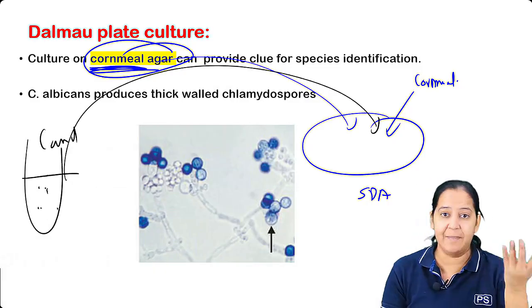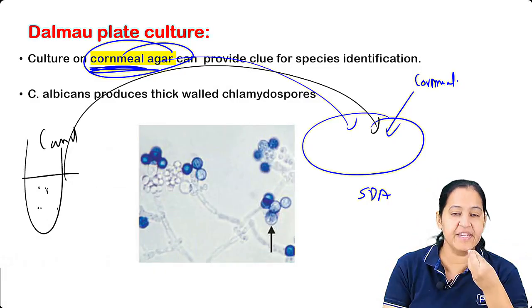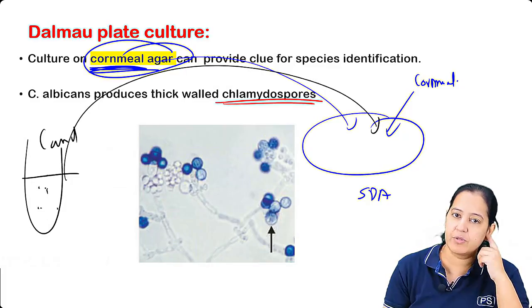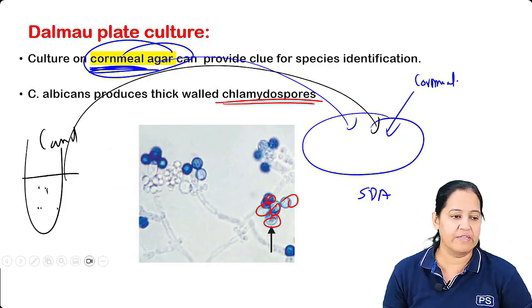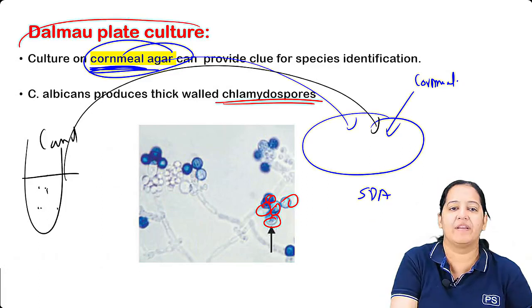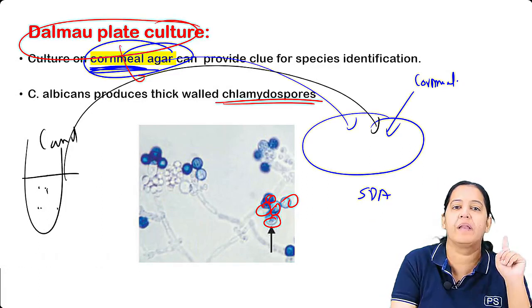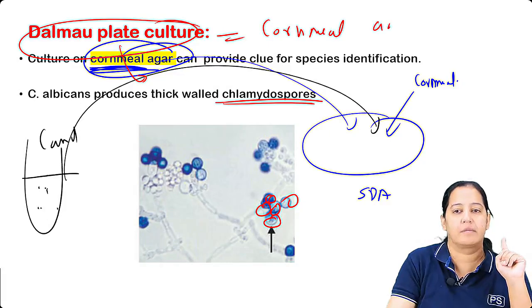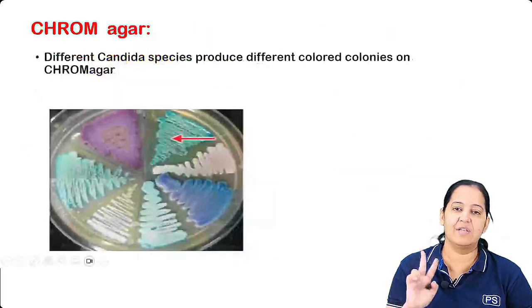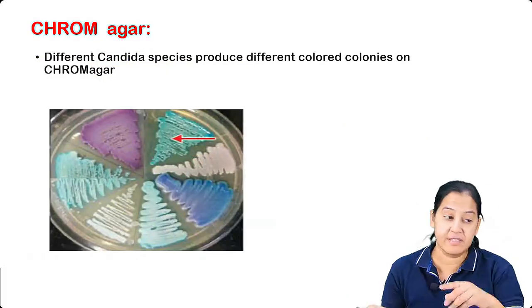If it is Candida albicans, after eating the corn, it will convert into chlamydospores. Other Candida will not convert. So this is known as the Dalmau plate. What should you remember from Dalmau? Corn meal, also known as the corn meal agar experiment. By these two experiments we can be sure whether it is Candida albicans or others.